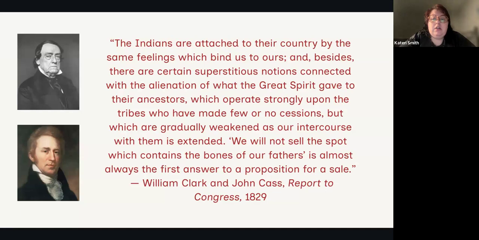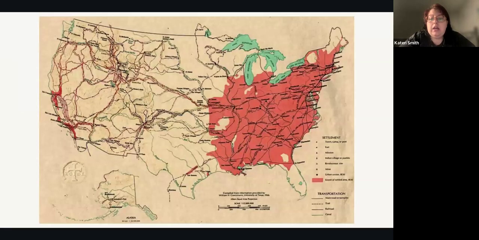They say that the natives are bound by superstitious notions which tie them to the land, and that many will not sell the land. It also pushes for force if necessary. At the time of this report, the United States had pushed out past the Mississippi River, and we were heading into parts of Texas and Oklahoma.